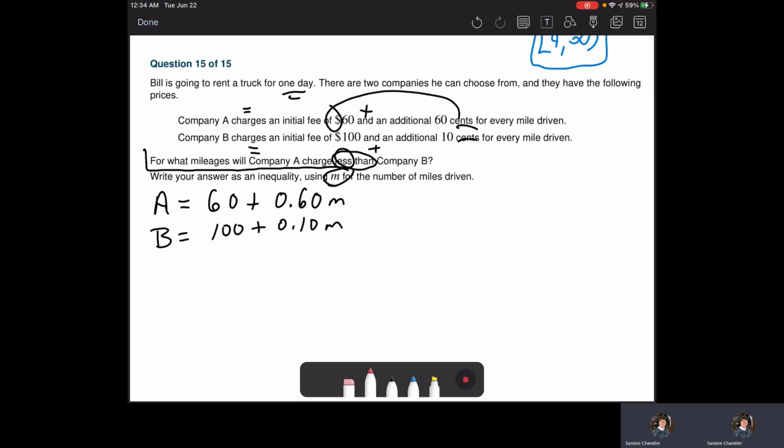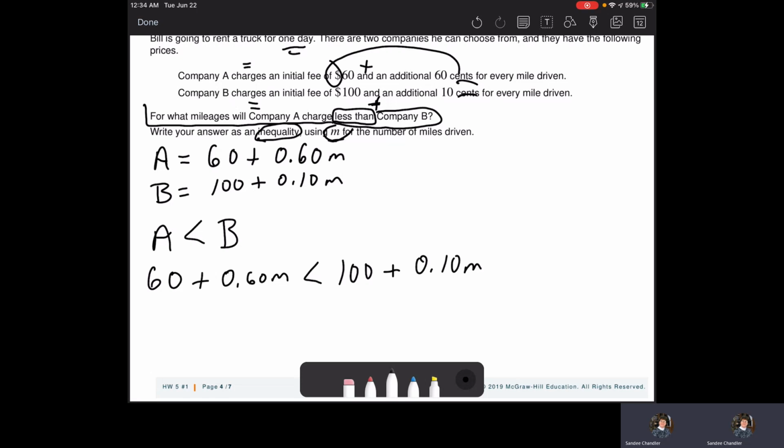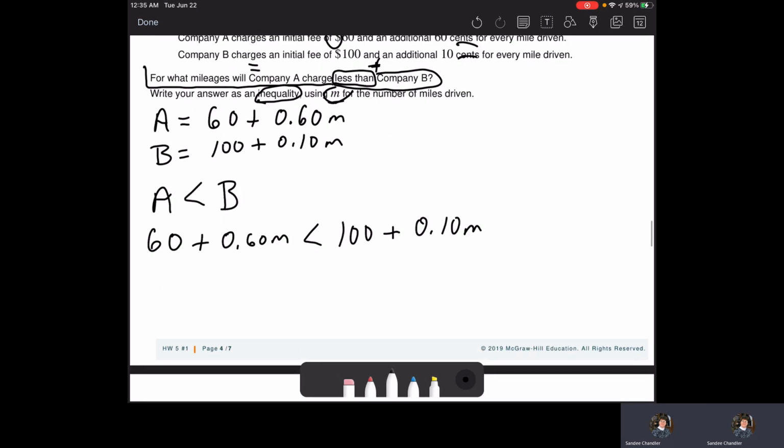Oops, that's not very good. Eraser there. All right. That's a plus sign. So we want A less than Company B. So we know what A is. 60 plus 0.60 M less than 100 plus 0.10 M. And notice it wants the answer as an inequality. So we can do that. All we gotta do is solve it down.